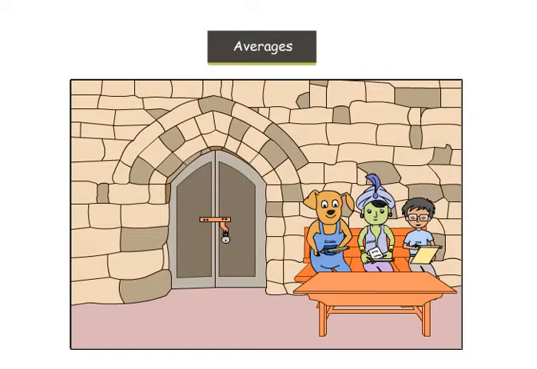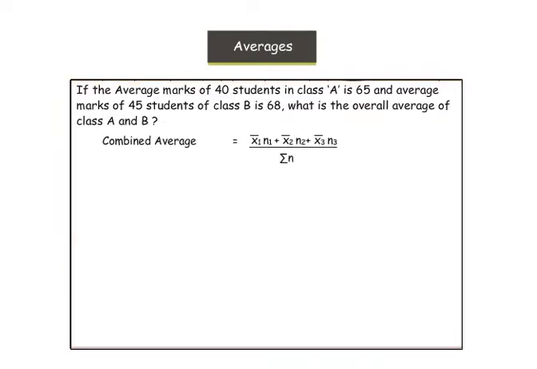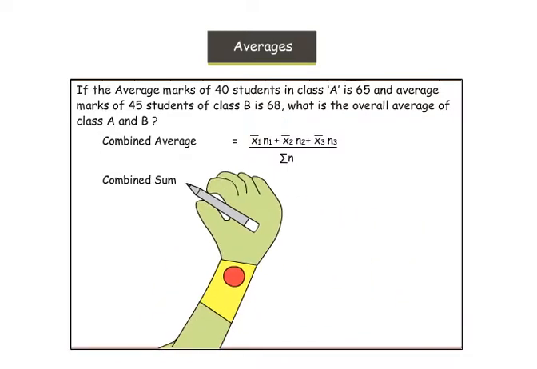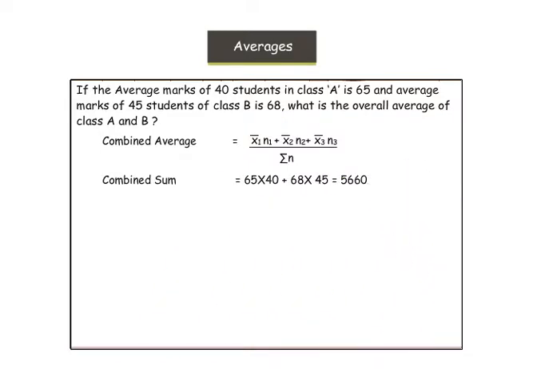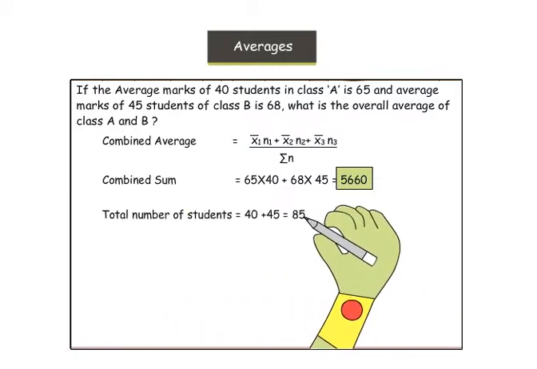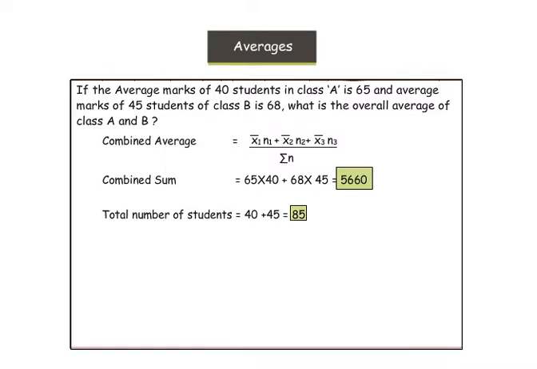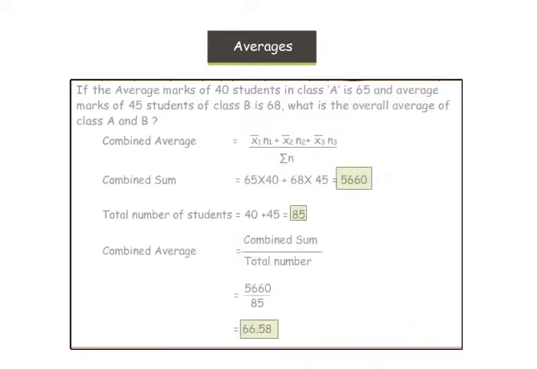This is done by adding the product of the average with its respective number of data set given and dividing the value by the total number of data set. So they add the product of 40 and 65 and product of 45 and 68 to get 5660. And then they divide this value by the total number of students, 85, to get the combined average.